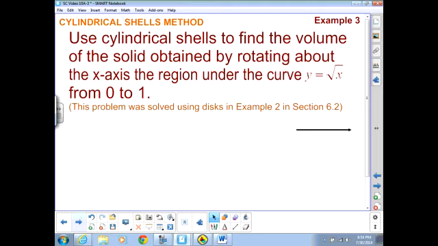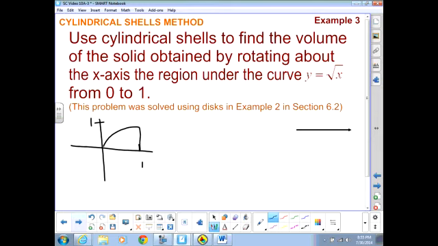So our next one is telling us we're going to use shells. We're going to take the region y equals square root of x from 0 to 1. And that region under the curve, so between that and the x-axis, and we're going to actually rotate it around the x-axis. So our region's going to look something like this.